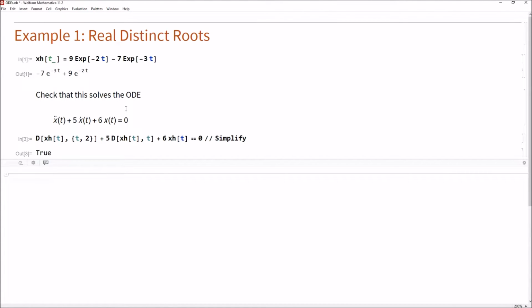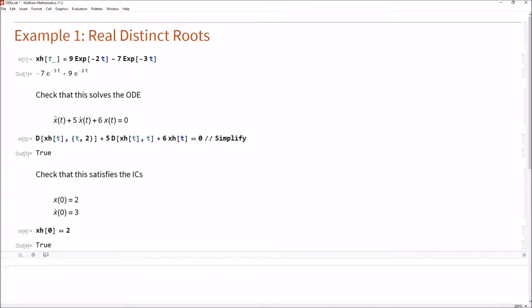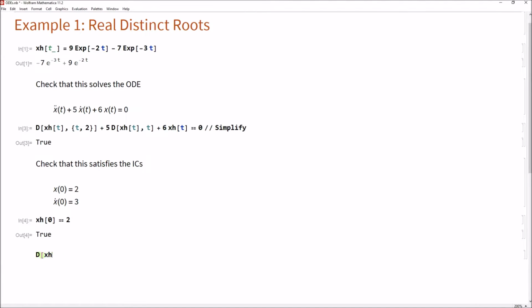Now the next thing we want to do is check that this satisfies the initial conditions. We saw that we need x at time 0 to equal, I can't remember the exact number, I think it was 2, and we needed x dot at time 0 to equal 3. So let's check that. So again, x h at time 0, this is pretty easy to do. This better equal 2. Let's try that, and yes, it's true. Now, to get the second initial condition check, we need to take the derivative of the function with respect to t, and then evaluate at time 0. So let's do that. I'm going to take the derivative of the function, whoops, fat fingers there. Okay, there we go, with respect to t.